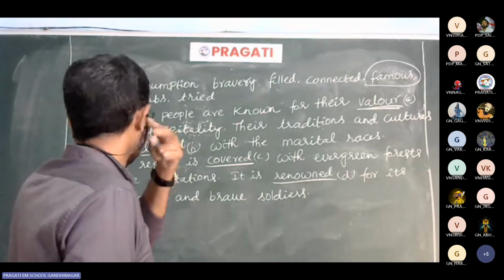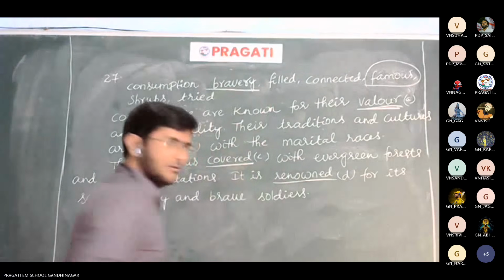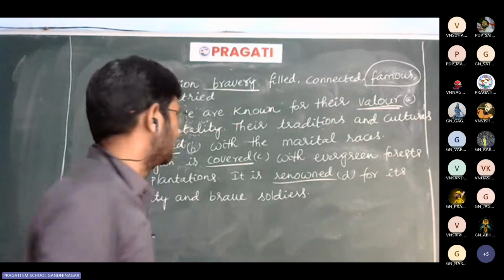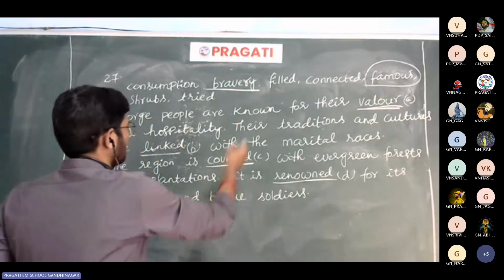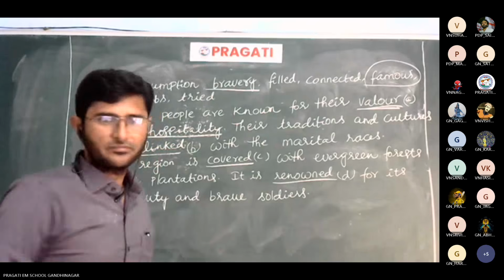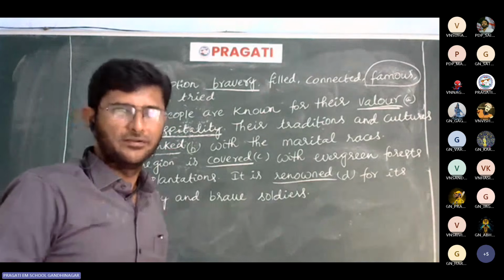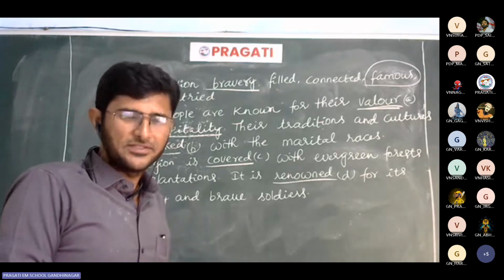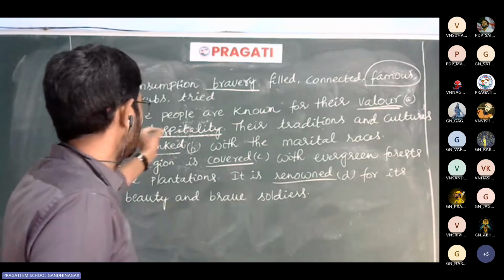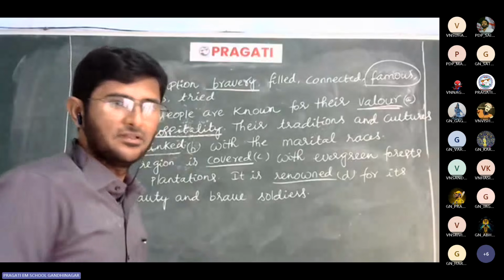So, can we say poor people are known for their bravery? Of course, we can say they are known for their bravery, right? So, what is there after valor? So, known for their valor and hospitality, right? So, he is talking about two human qualities. Okay, if you place shrubs there, it does not become a human quality. So, shrubs is not the answer. Poor people are known for their bravery and hospitality, right?